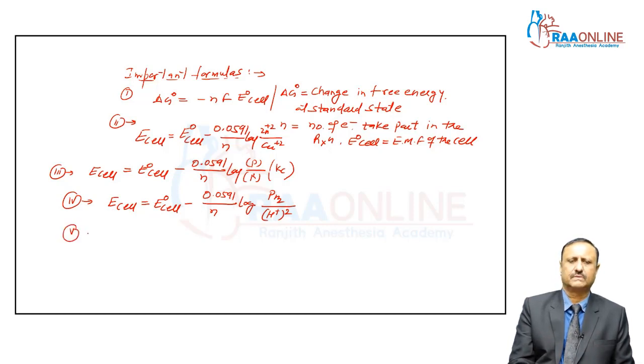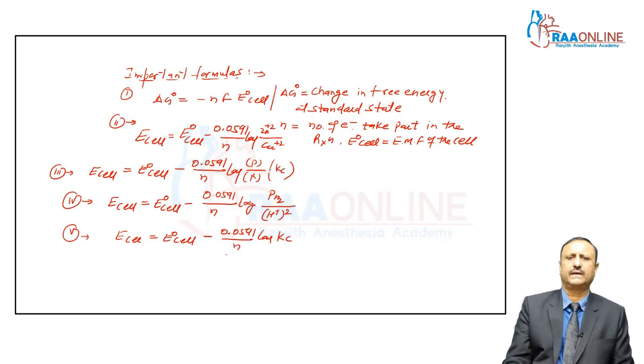Now my dear students, fifth formula, which you can directly put. E cell equals E naught cell minus 0.0591 upon n log Kc. Here, my dear students, in all the numericals given in previous exams, these formulas are used. So my dear students, you can learn and remember these formulas.